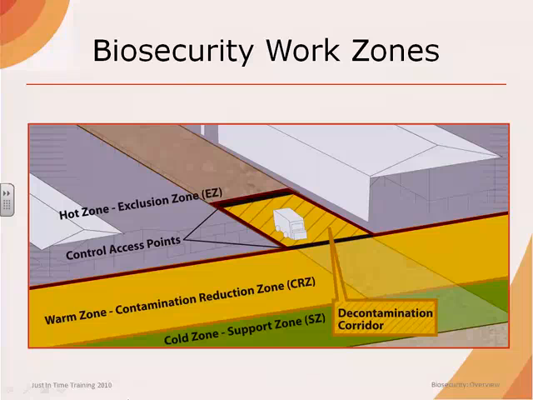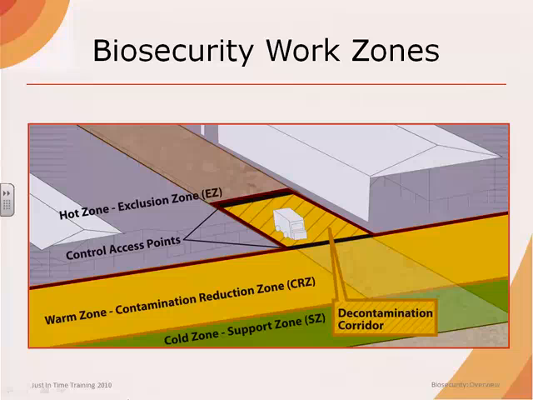The decontamination or decon corridor is the area between the hot zone and the warm zone. Decontamination of personnel and disinfection of equipment occurs here. Teams exit and enter the site through this corridor.